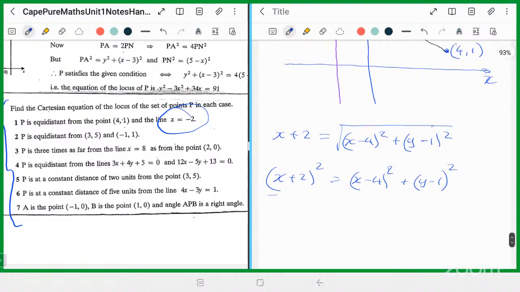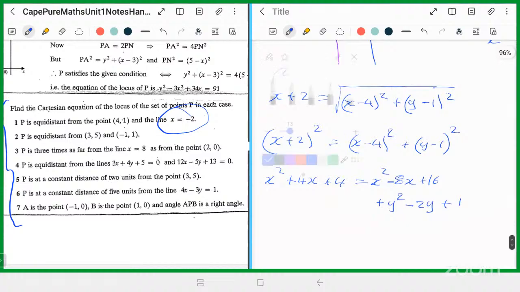Can expand this side and get x squared plus 4x plus 4 equals, expand this and get x squared minus 8x plus 16, expand this and get y squared minus 2y plus 1. Simplify. So this x squared and this x squared wipe out each other, so the x squared terms are gone, right? Let me underline them in red. So this and this wipe out each other.